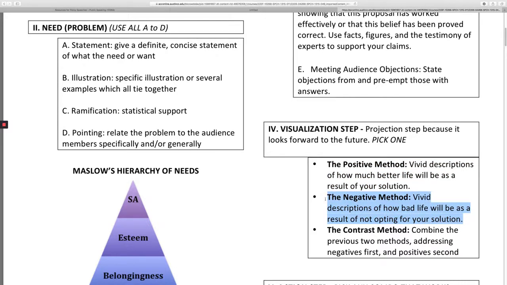The next thing you're going to want to do is give us the negative, or you can do the negative method and say, hey, there's a tragic story about student X who engaged in this very destructive behavior because they were continually bullied because their folks just simply didn't have the money to buy them.